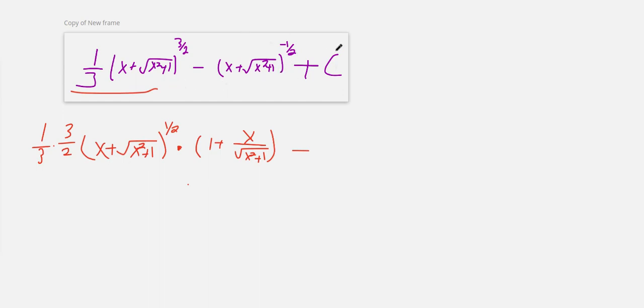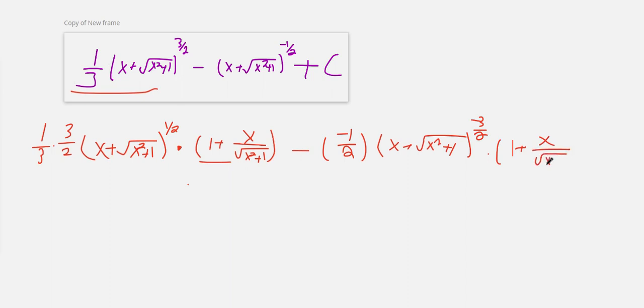Now we just have to differentiate this term, and it's not all that different. So we have minus, then we can drop the negative 1/2 times (x plus the square root of x squared plus 1) to the negative 3/2, times, again it's going to be the same portion here because we have the same inside function, 1 plus x divided by the square root of x squared plus 1.